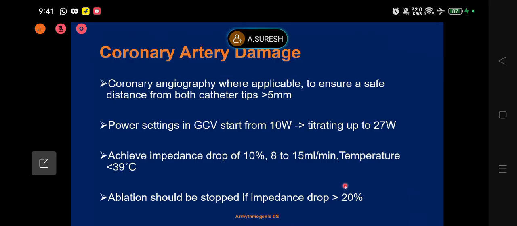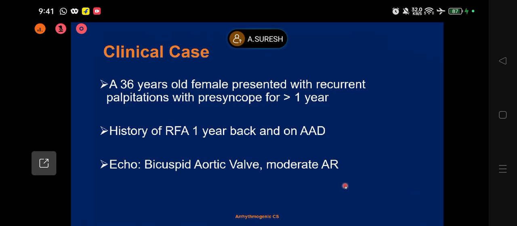for the VPCs. So I show a case of a 36 years old female. She is a CRPF personnel. She presented with recurrent palpitations with pre-syncope for more than a year. She had a history of radiofrequency ablation 1 year back, and she was on antiarrhythmics. Echo showed bicuspid aortic valve and moderate AR.